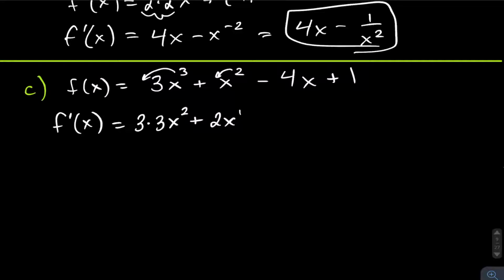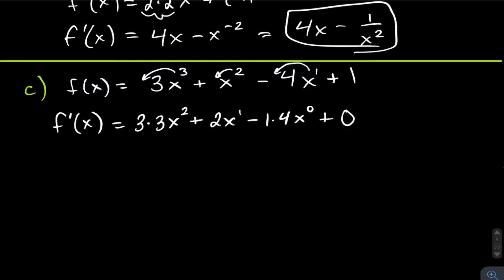Hopefully this is starting to catch on a little bit. All right, we go minus. We have a 4x to the first power. We bring that 1 in front, so we have 1 times 4. And then we have an x to the, subtract 1 from the exponent, 0. And then we have a 1, right? Remember, the derivative of a constant is 0. So we're actually just going to get plus 0.